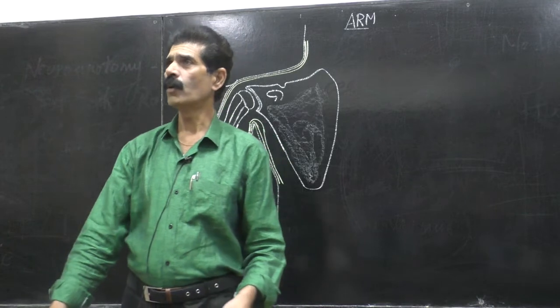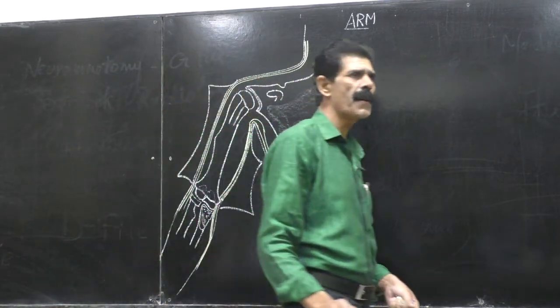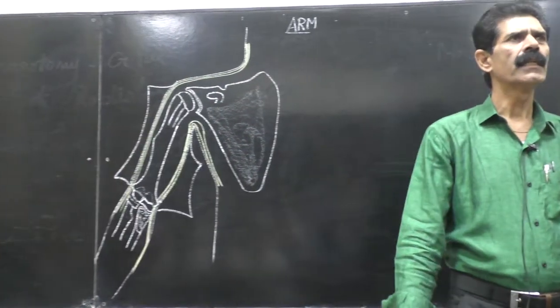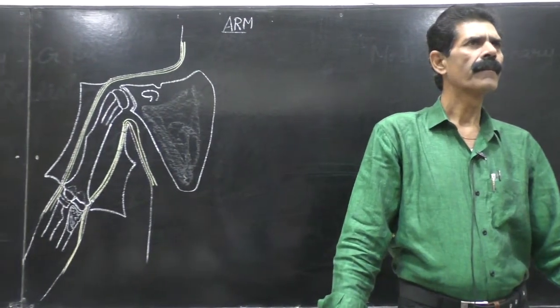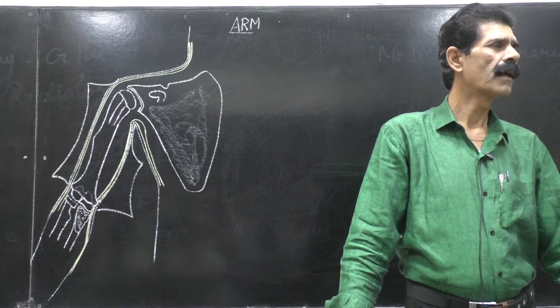After that we remove the fat and the superficial fascia. Now what we expect is the deep fascia. This deep fascia of the arm is called the brachial fascia. That is the arm.